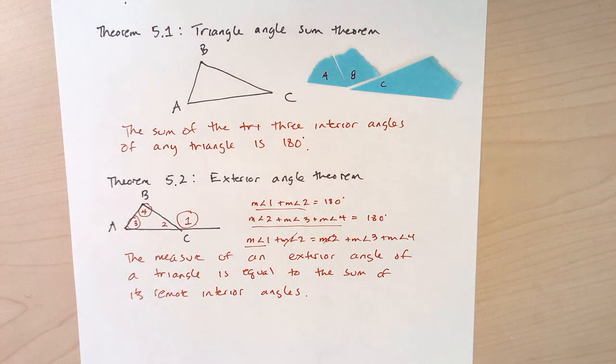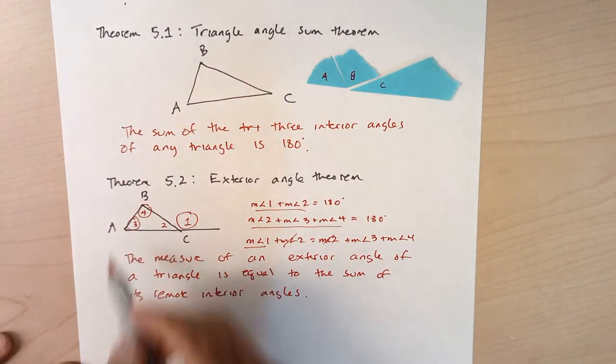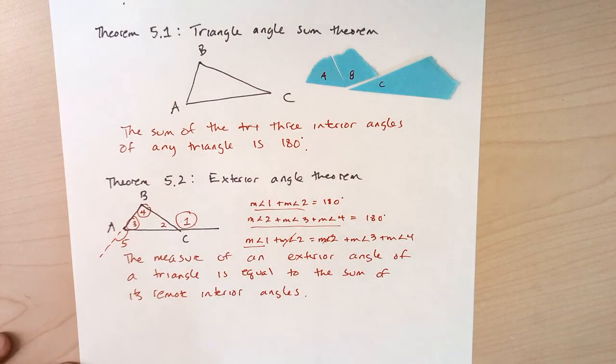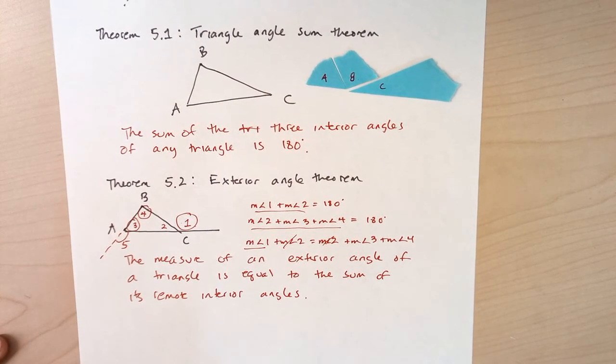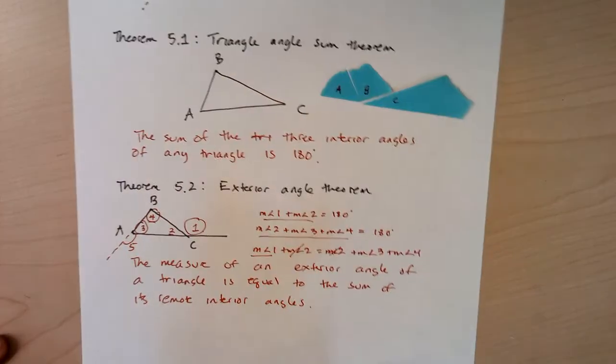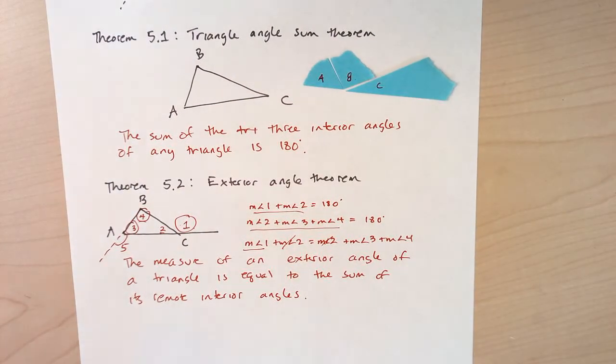So that's theorem 5.2. Like I said, the measure of an exterior angle of a triangle is equal to the sum of its remote interior angles. Again, the remote interior angles are the non-adjacent interior angles, plural. So there would always be 2 remote interior angles for any exterior angle. For example, if I extended side AB, I call this angle 5. Angle 5 is an exterior angle. The remote interior angles for angle 5 are angles 4 and 2 because those are non-adjacent to angle 5. So that's the exterior angle theorem.